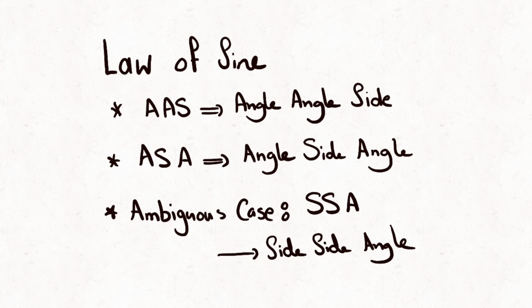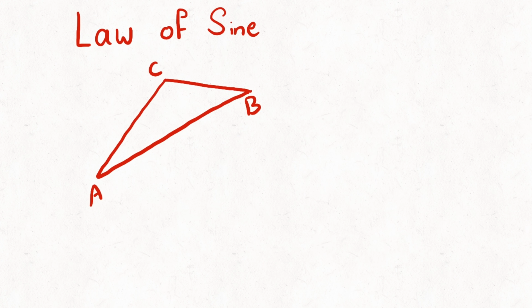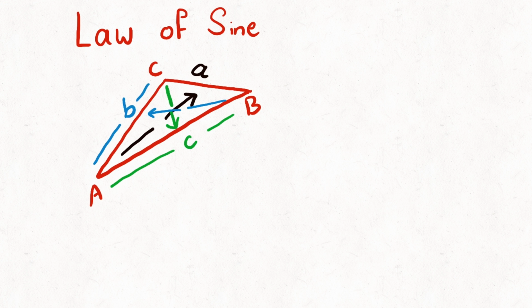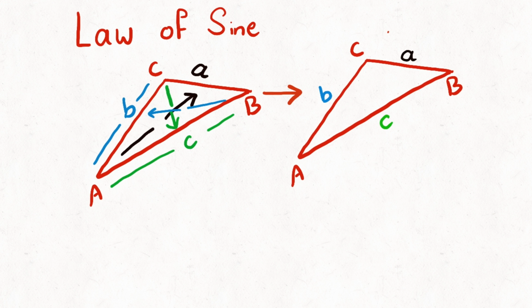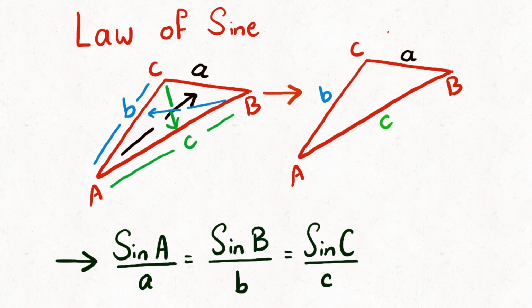Now for triangle ABC, we will say that angle A faces the side small a, angle C faces the side small c, and angle B faces the side small b. And the law of sines says sine A divided by small a equals sine B divided by small b equals sine C divided by small c.